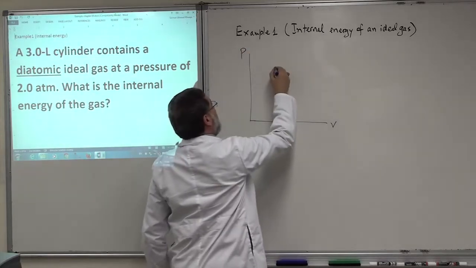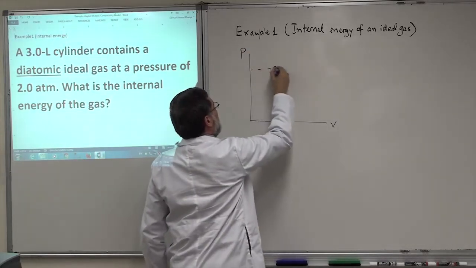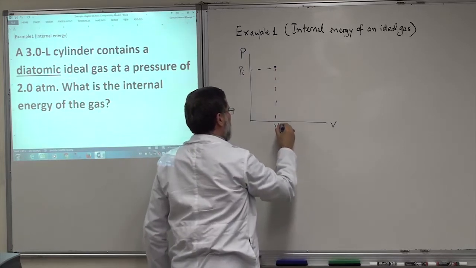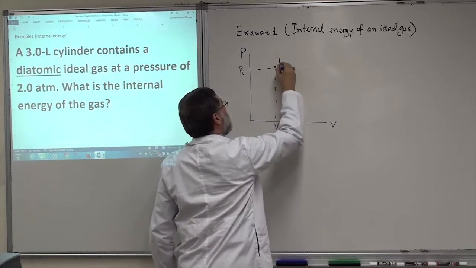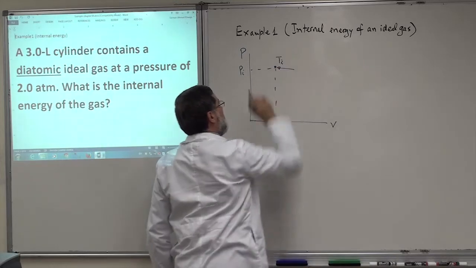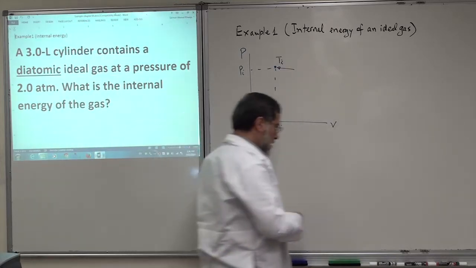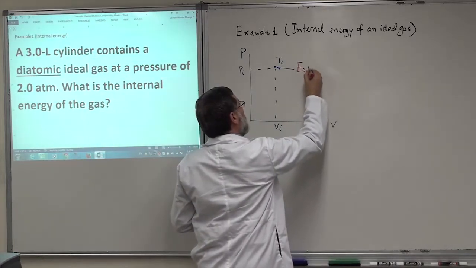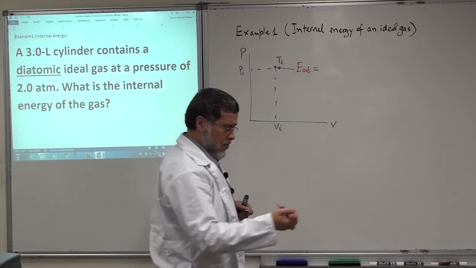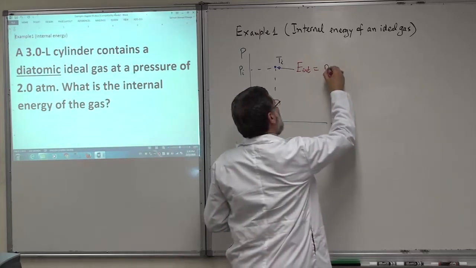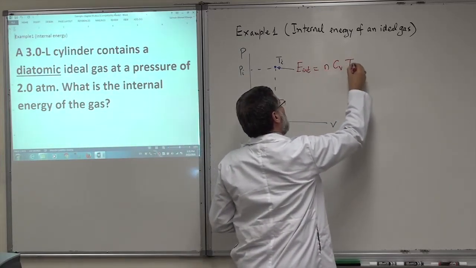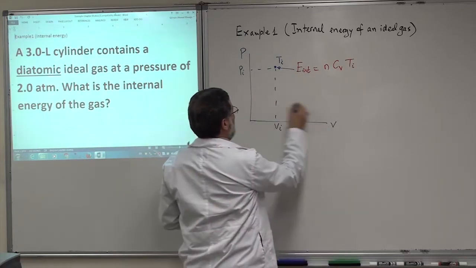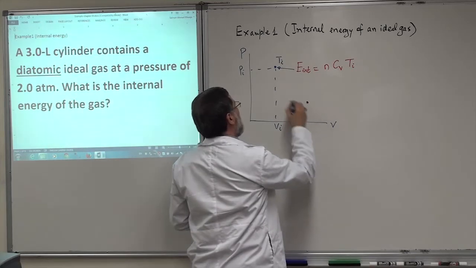When a gas is in this state here, it has a pressure, let's call it P initial, a volume V initial, and a temperature T initial. In this state, there is an internal energy of the gas. I call it E internal. Remember this. And that E internal was given by n C_V T initial.